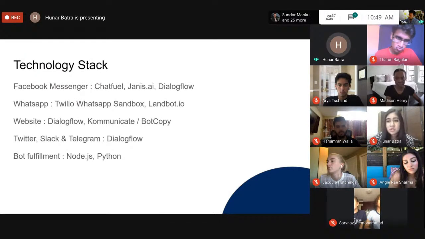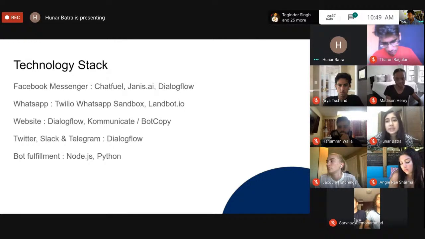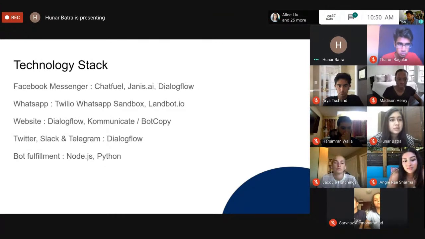So for Facebook Messenger, there are different tools like ManyChat, Chatfuel, Janis AI, and Dialogflow again for the NLP part. For designing the conversational user interface and the flow, Chatfuel can be used. And Janis basically integrates Chatfuel with Dialogflow. For WhatsApp, yeah.